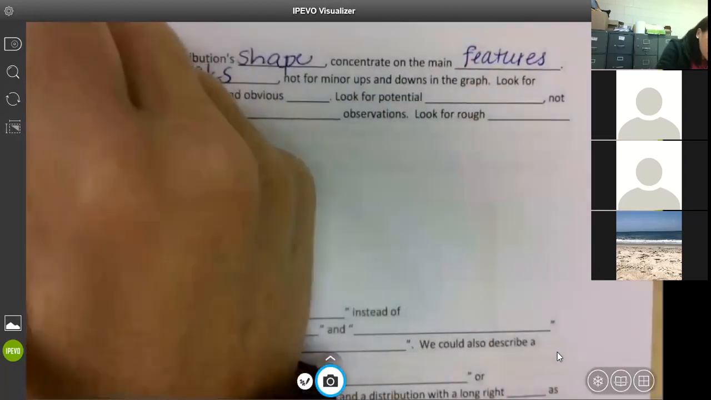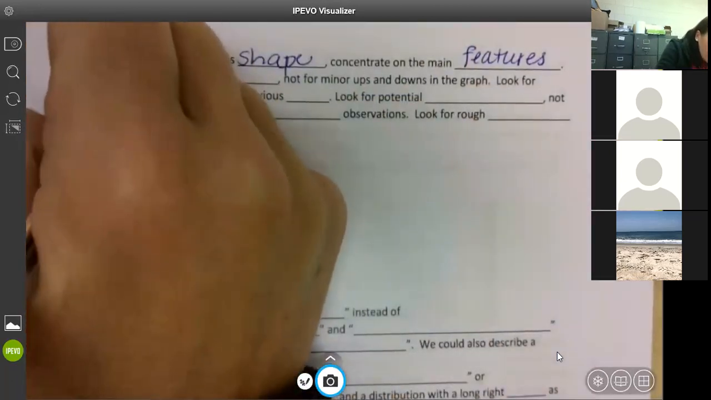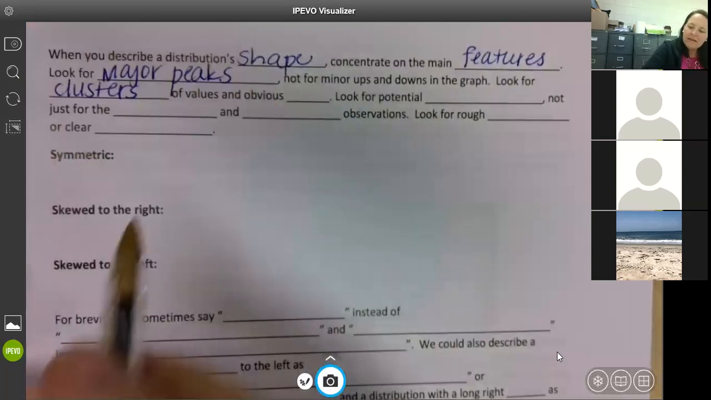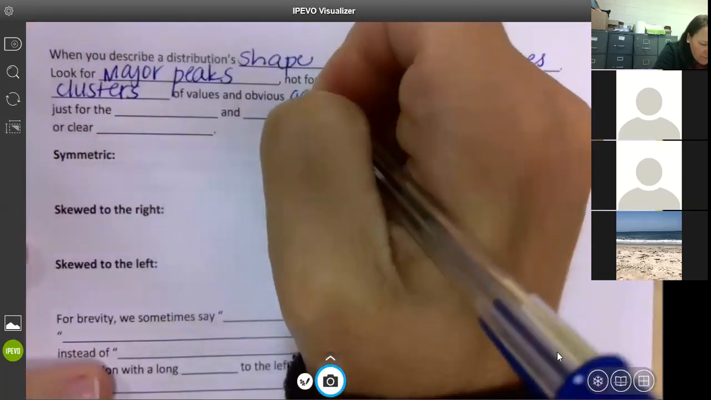Look for clusters of values. So that's where the unimodal comes in. We also have bimodal. It could have had two peaks. If it has two peaks, so it looks like camel humps, then that would be bimodal. And that would be clusters. There's clusters in this section and there's clusters in the other section. And obvious gaps.